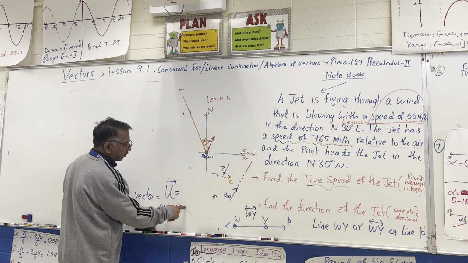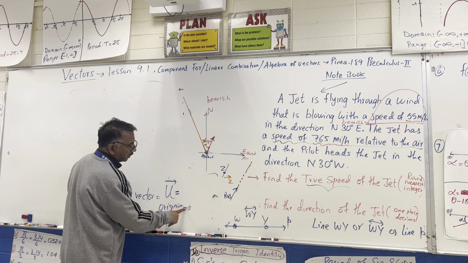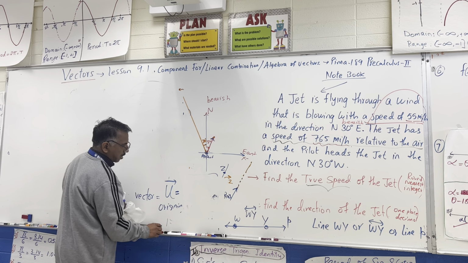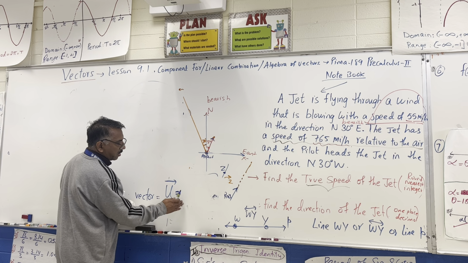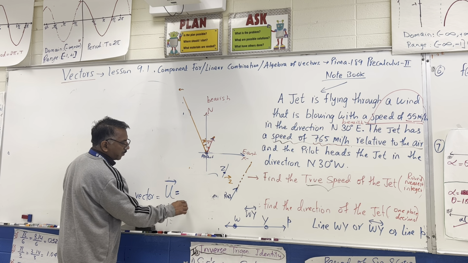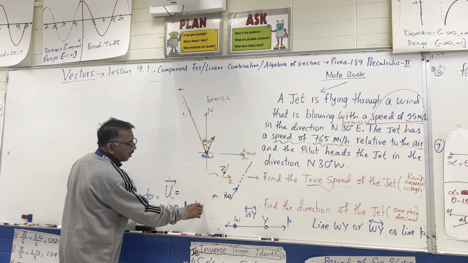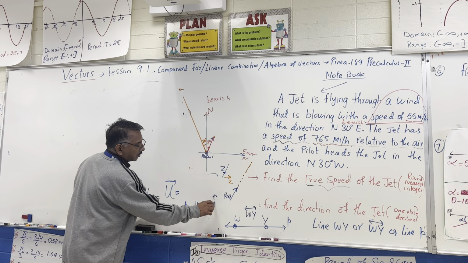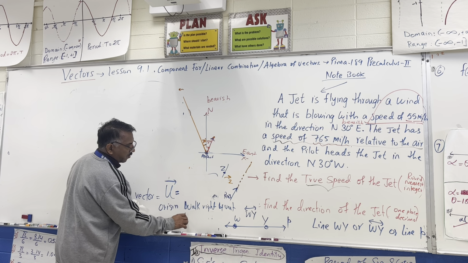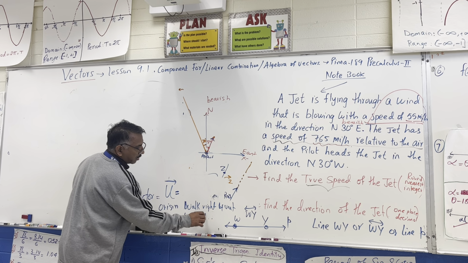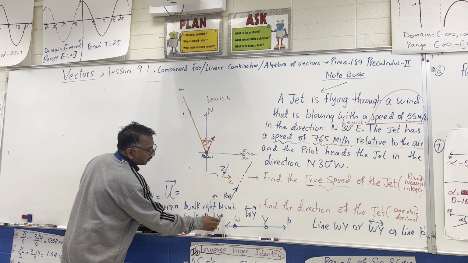And let's see. Start from the origin, and then walk right 4 units and walk up 3 units.